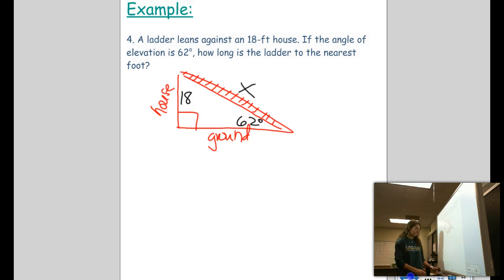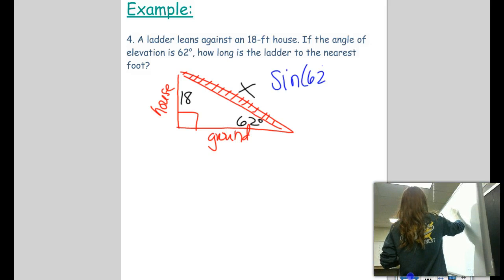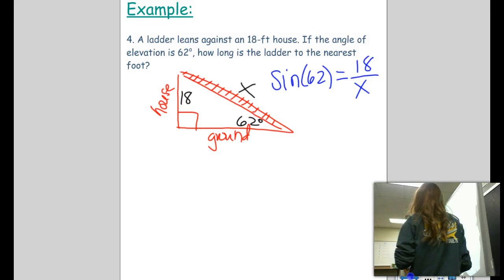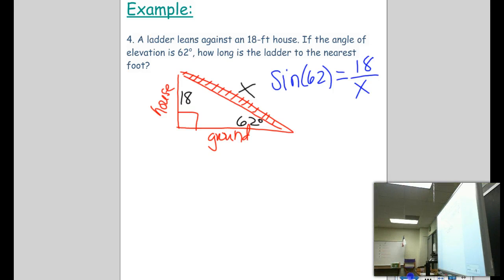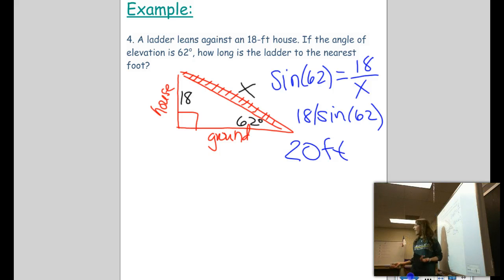Ava, sine, cosine, or tan? Opposite hypotenuse. Very good. Sine. Sine 62 equals opposite over hypotenuse. Torin, multiply or divide? Denominator, divide. Very good. Catherine, tell me what you get. I got 20.3 feet long. Let's just do 20, because it says to the nearest foot. Yep, 20. So it's a 20-foot ladder.